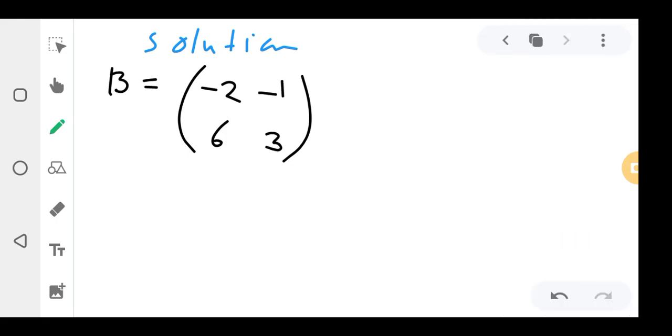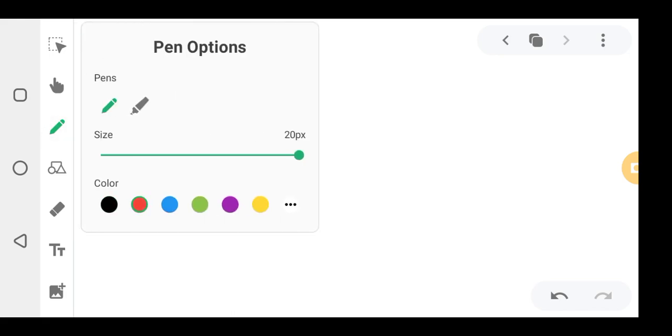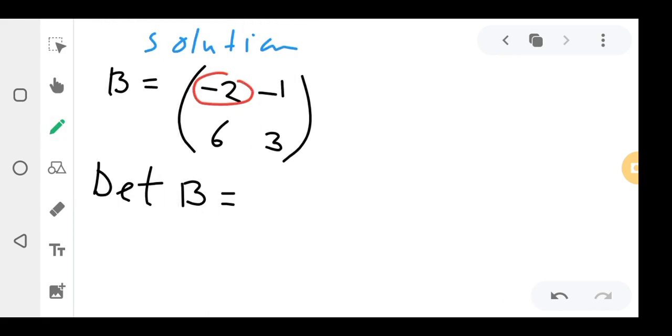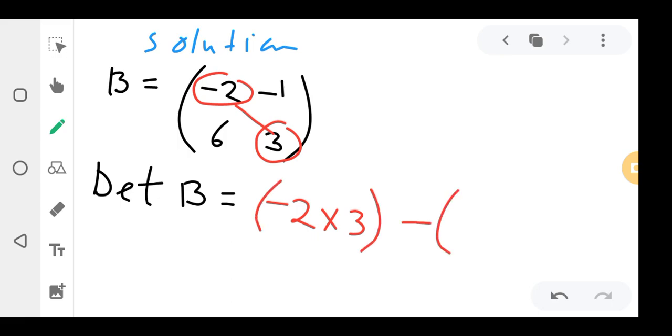So how do you find the determinant? So you say determinant DET of letter B is equal to the same procedure. You multiply this number on top with 3. So it's -2 times 3. Then you do minus, open bracket, -1 times 6. So again you do there. That -1 that side times 6 this side. So -1 times 6. Have you seen?